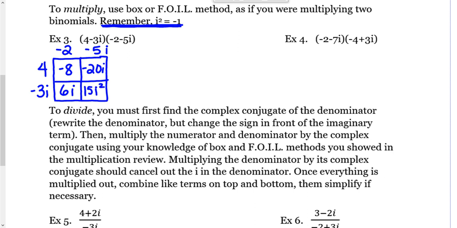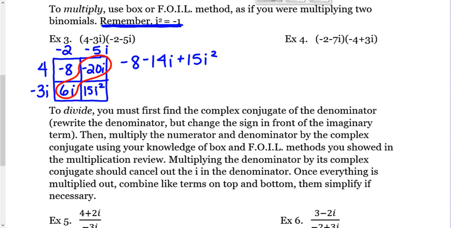Okay? So I'm going to come through. I know that these are like terms, so instead of writing them separately, I am going to go ahead and combine them as I write this mathematical sentence out. So I've got negative 8. I've got 6i minus 20i, which is negative 14i. And I've got positive 15i squared.